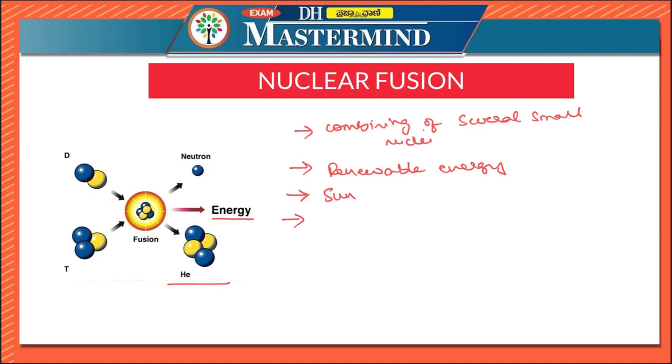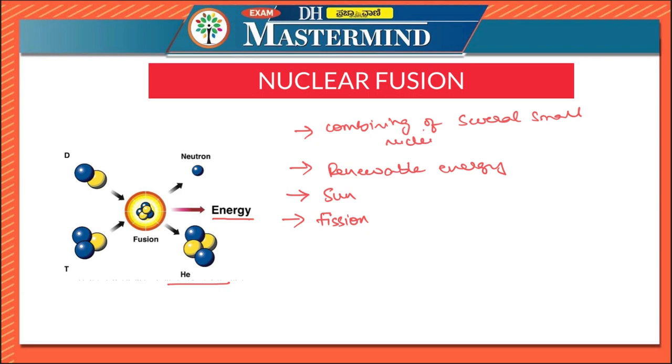This fusion reaction is the opposite of fission. What happens in a fission reaction? A heavy nucleus is split into two or more small nuclei, and a fission reaction doesn't require extreme temperature and pressure conditions for the reaction to sustain. Whereas nuclear fusion requires a tremendous amount of pressure for the reaction to sustain.